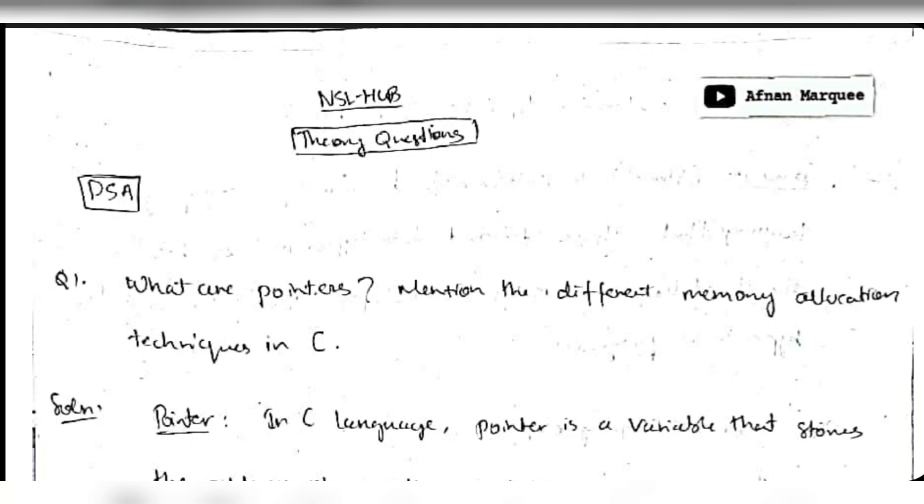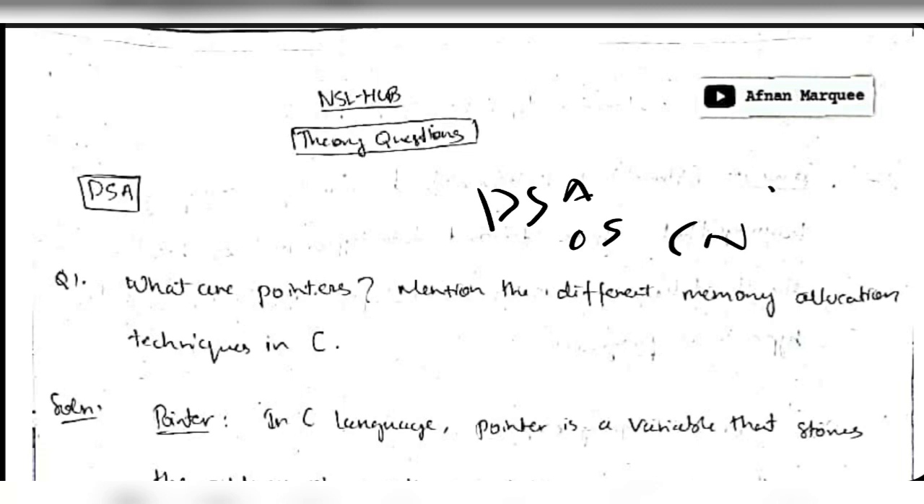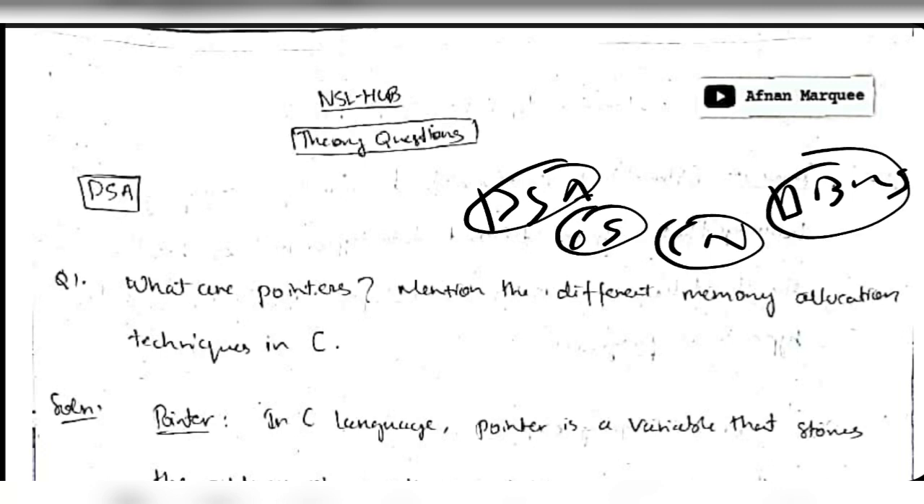For the theory subjects there are mainly 4 subjects which are important. The first is DSA, the second is operating system, the third is computer networks, and the fourth one is DBMS. Let's see what are the important topics in each subject which are mostly asked in the internship interviews.